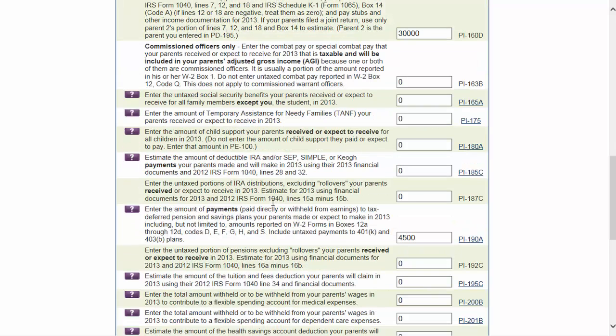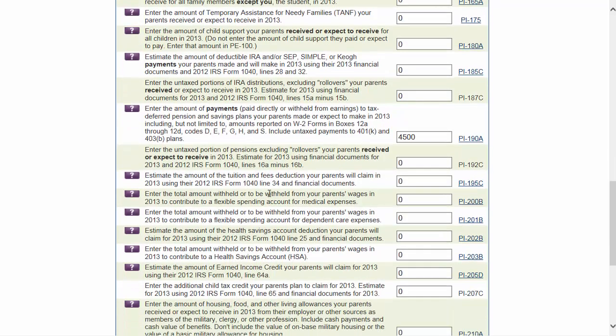Now we're starting to ask some questions about untaxed income. How much did your family receive directly? A lot of families are just going to be putting 0s in here. This question, the amount of payments paid directly or withheld from earnings to tax-deferred pension and savings plans your parents made or expect to make during 2013, is one that confuses a lot of people.